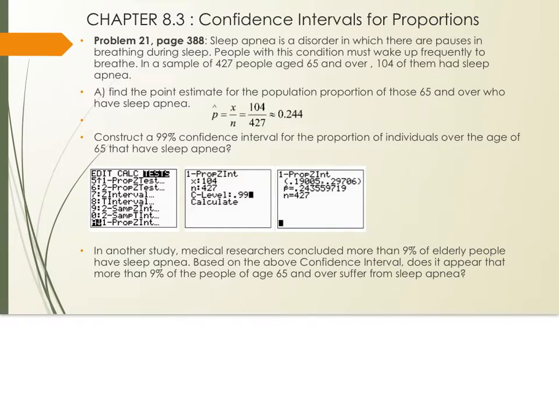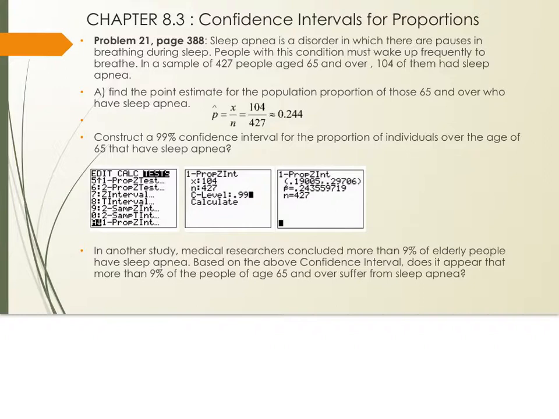In Chapter 8.3, we are going to create confidence intervals for proportions. So we're looking at problem 21 on page 388. It says sleep apnea is a disorder in which there are pauses in breathing during sleep. People with this condition must wake up frequently to breathe. In a sample of 427 people age 65 and over, 104 of them had sleep apnea.